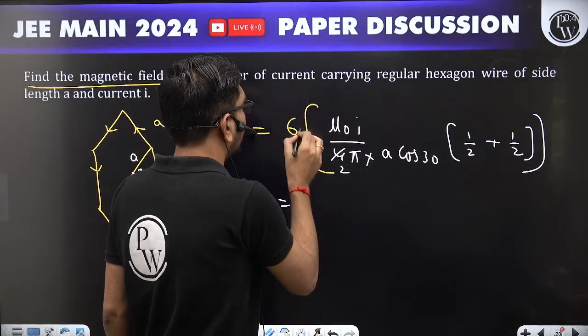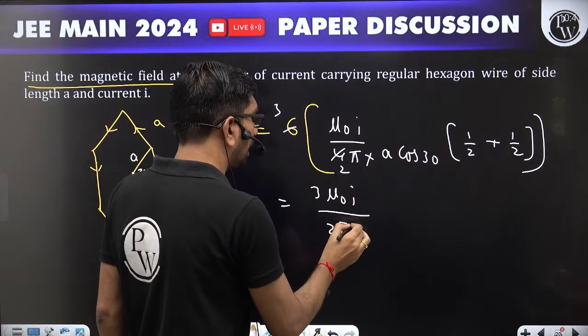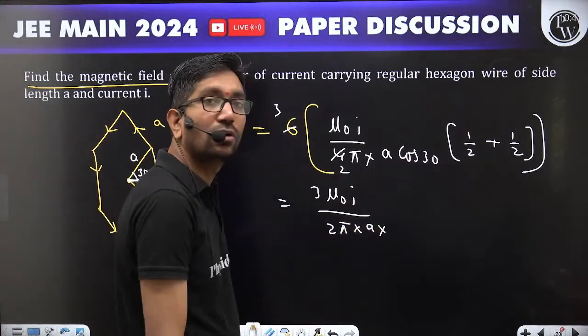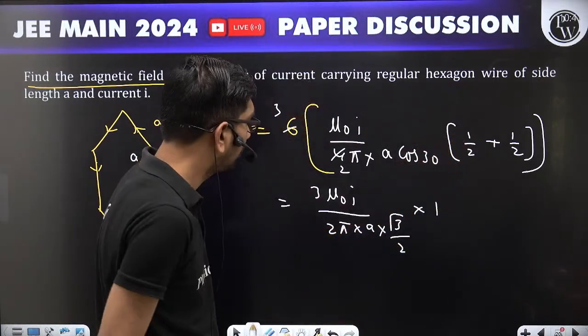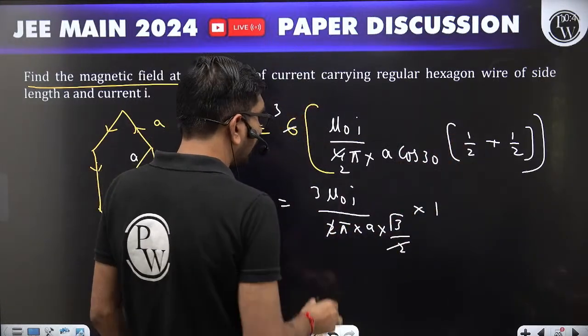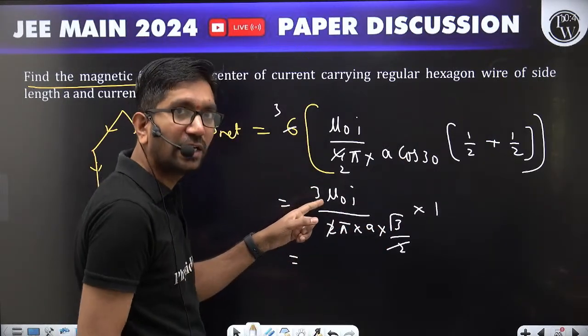Finally, 2 2s are, 2 3s are, you get na? 3 mu naught I by 2 pi into A into cos 30, which is root 3 by 2. This one you got as a 1. This one gets cancelled, right? Here you have a root 3, here you have a 3. For this one you can write it as root 3 into root 3.